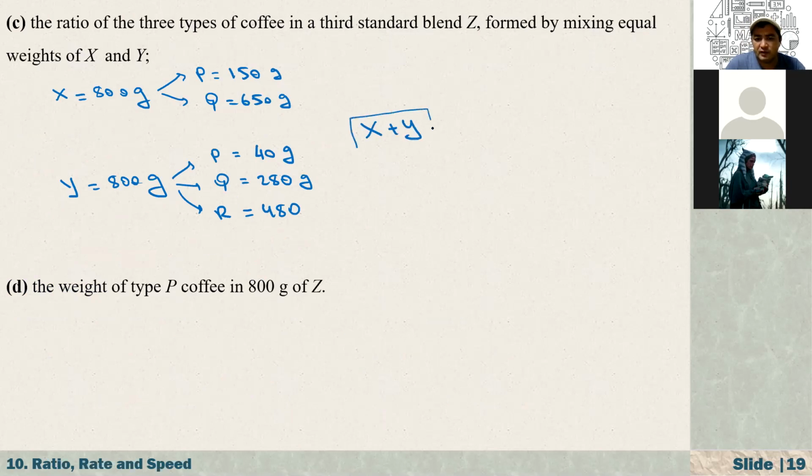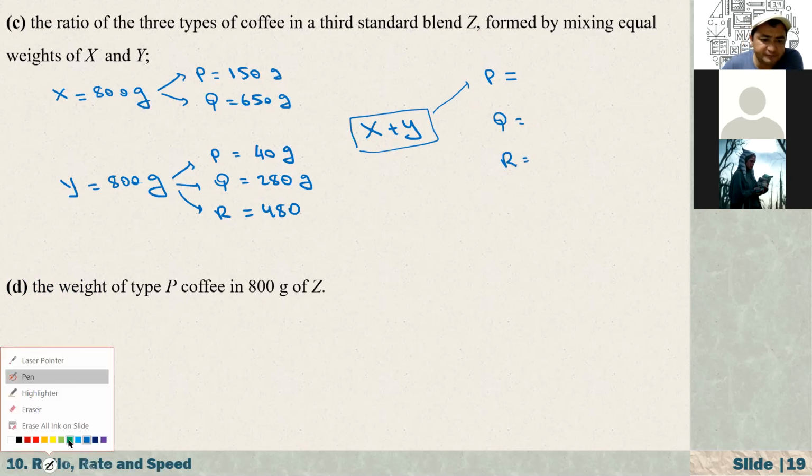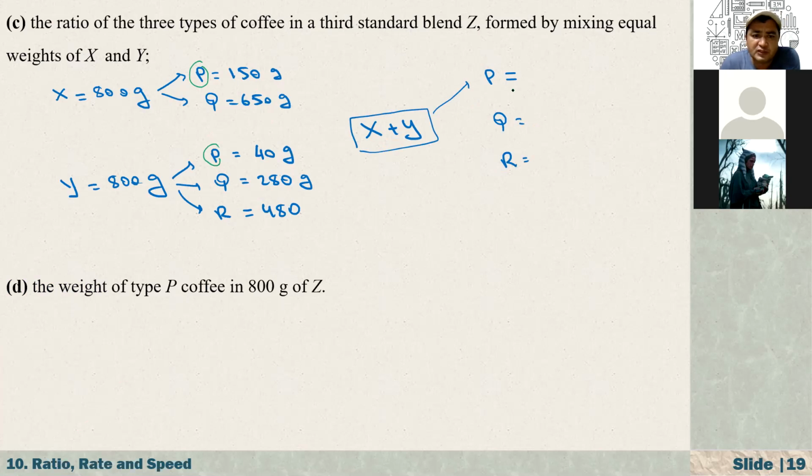Inside this coffee, we have type P, type Q and type R. So how much coffee do we have from each? From type P, here we have 150 and here we have 40. 150 plus 40, so in this mixture we have 190 grams of type P. And when we mix type Q, it is 650 plus 280, their sum is 930 grams of type Q. And how about R?